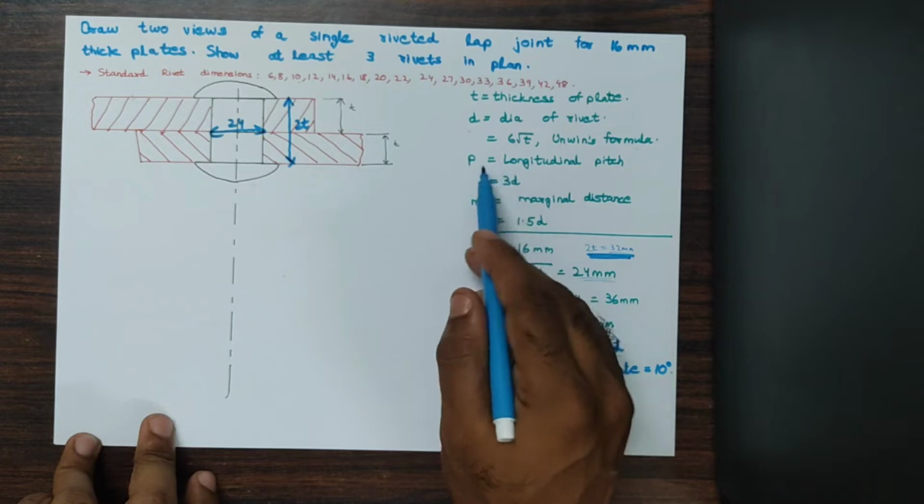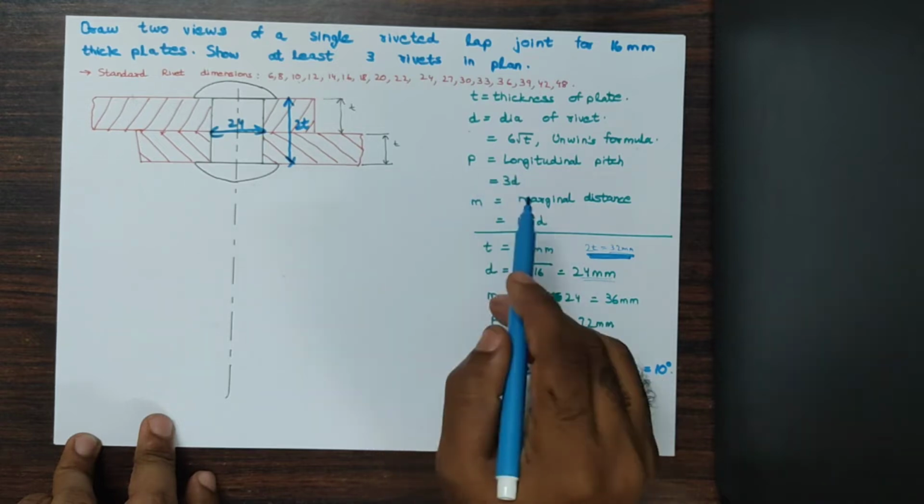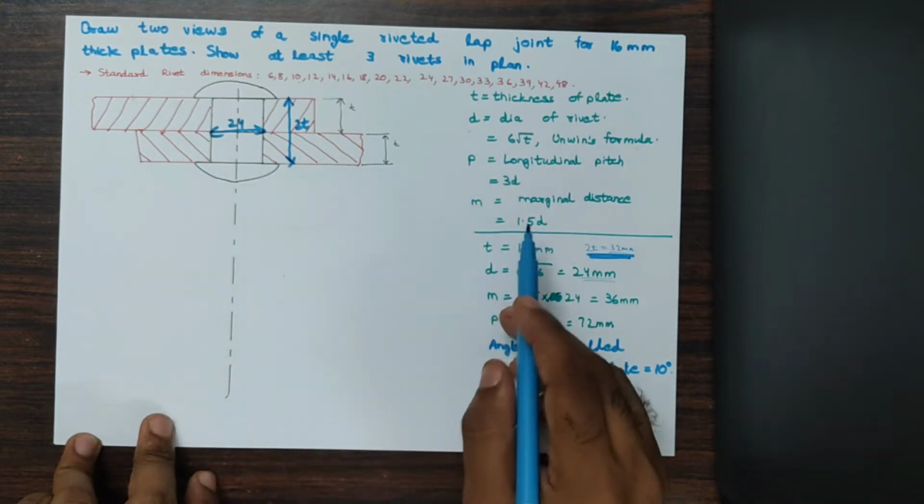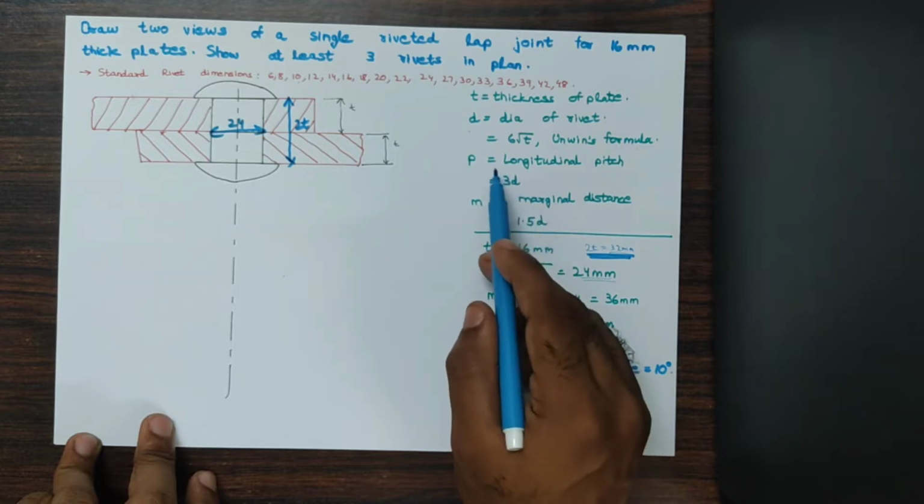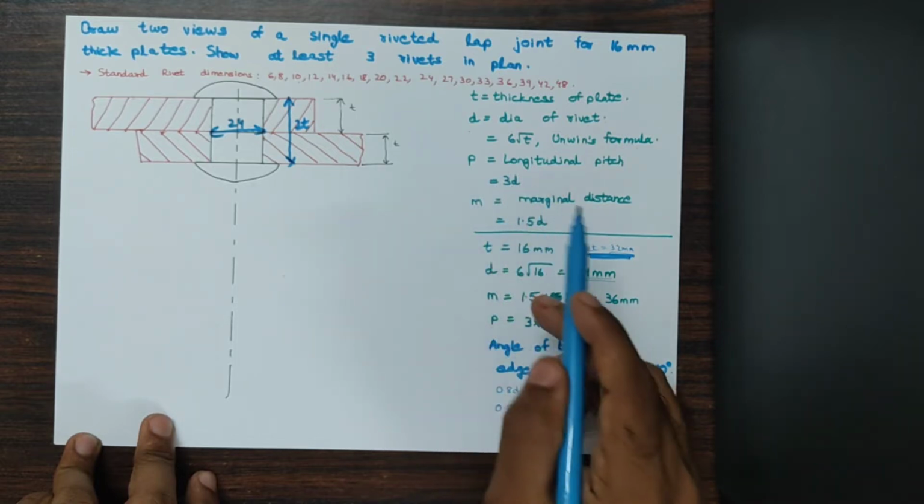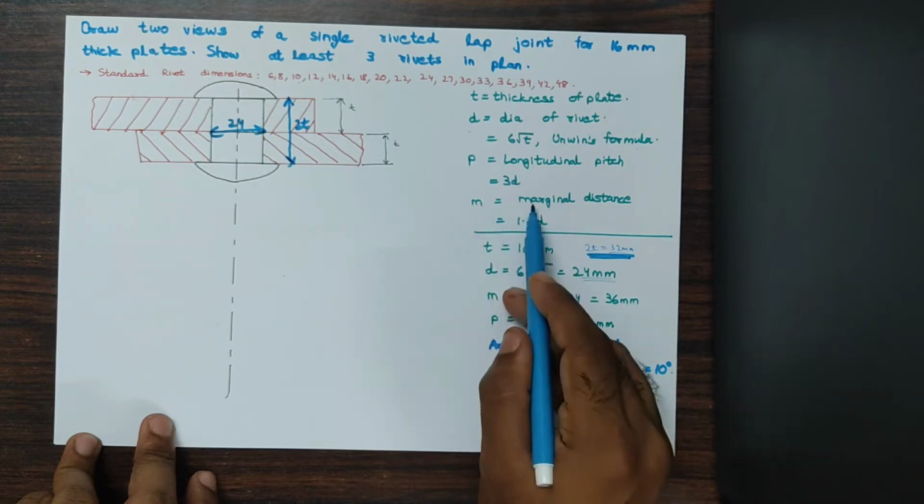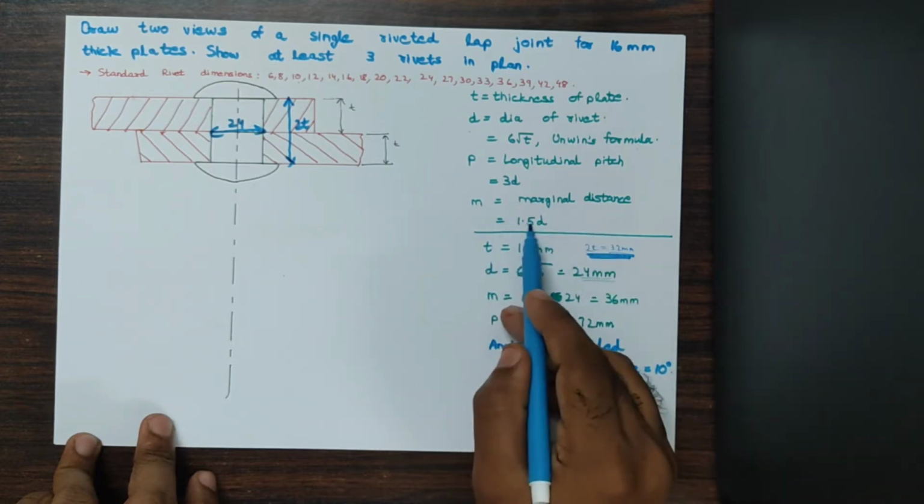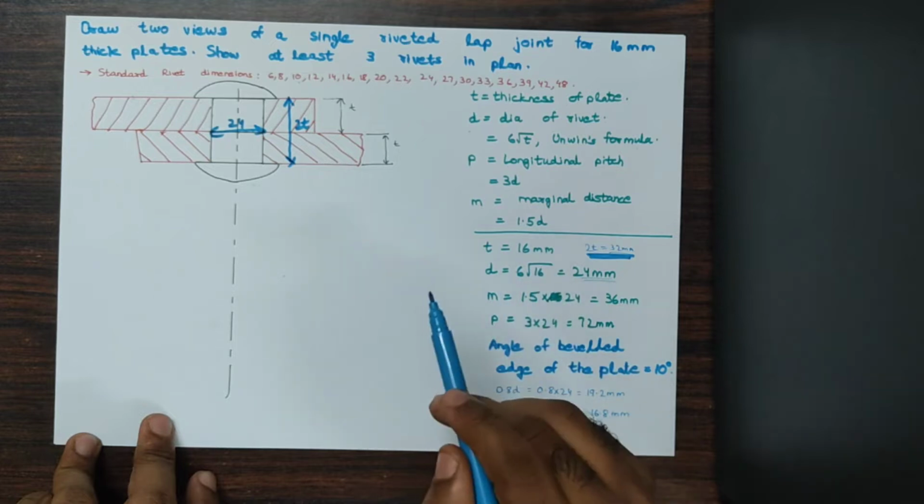Certain other parameters are also required while drawing the top view of my rivet joint. They are the pitch, which is given by the formula 3 times D, and I also require a marginal distance which is given by the formula 1.5 times D.